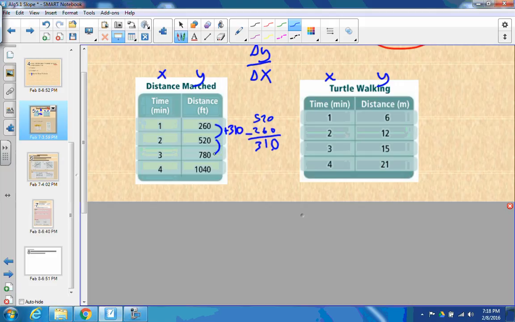How about here? Wait a minute. I wrote that wrong. All right. Made a mistake. Got an eraser. I'm going to fix it. All right, so 520 minus 260. Oh, it's going to be 260.